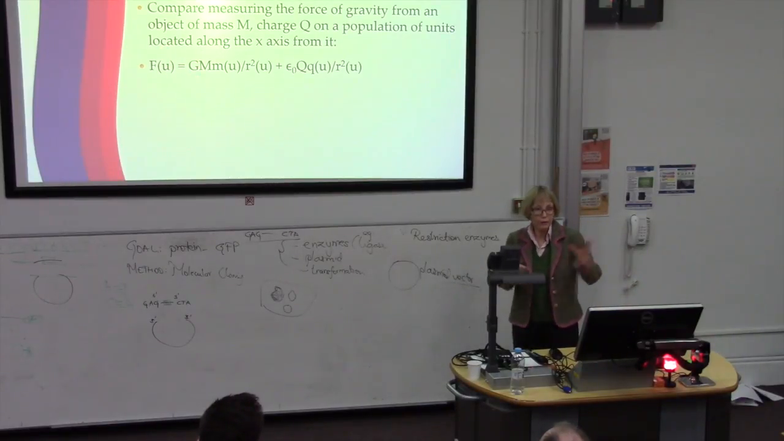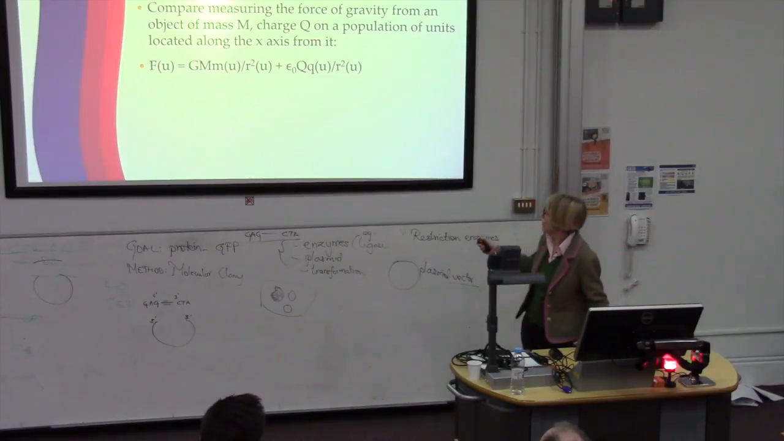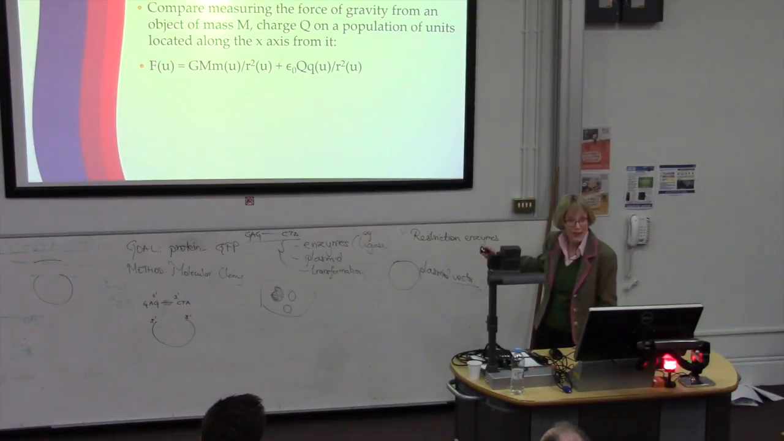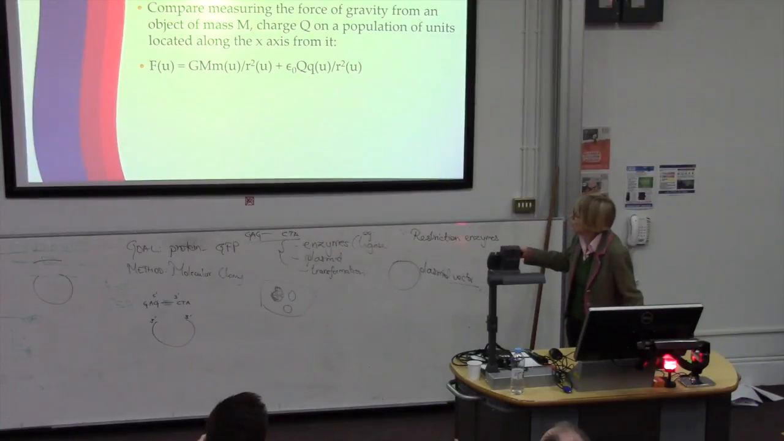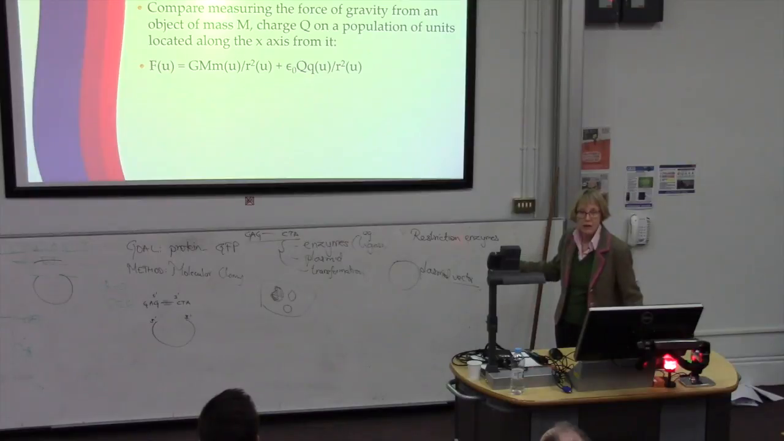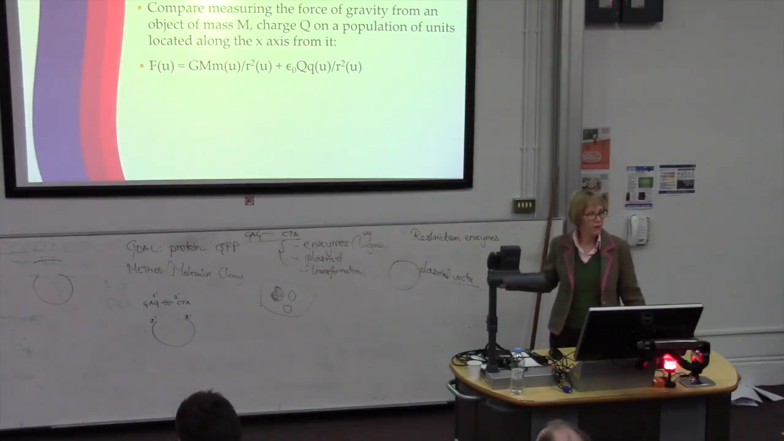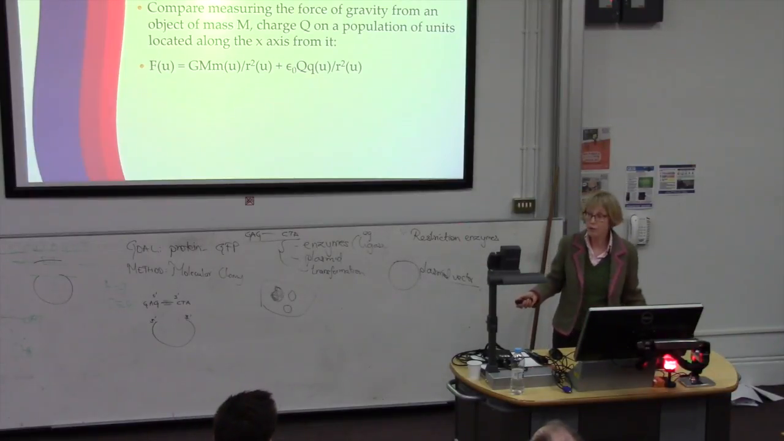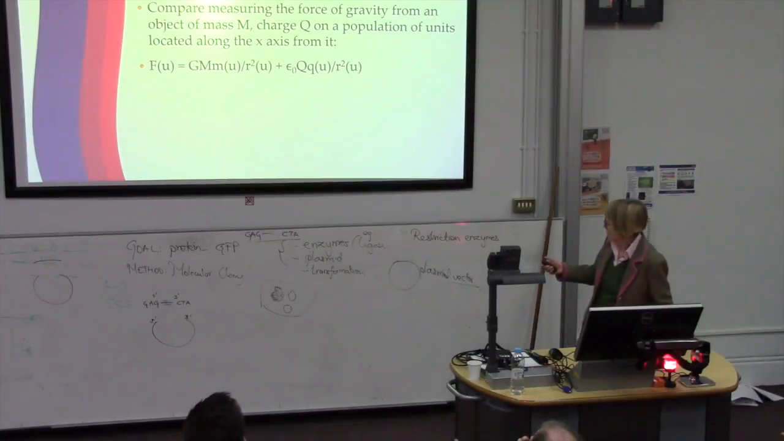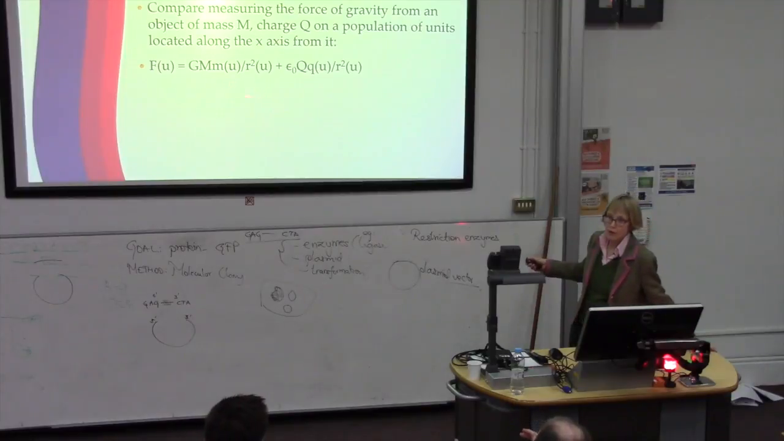Unfortunately, every time we bring it in, we've also brought the charge in. So we've got other stuff going on that we'd like to control for. But we're interested in this term here. What's the effect of gravity on the other objects in this room? We can write it like this: G m m over r squared. That's the force due to gravity.